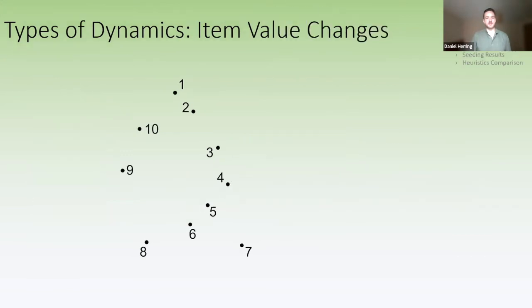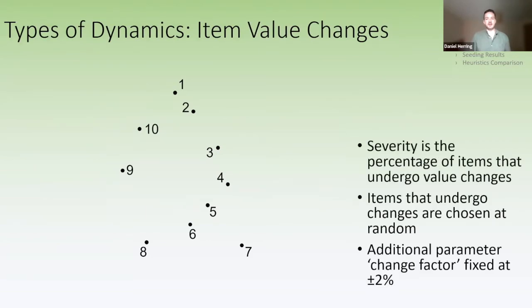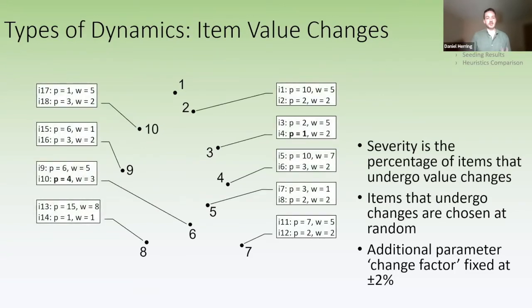So the final type of dynamics proposed are within the item values themselves. Here, the profit associated with a percentage of randomly, again reproducibly, selected items undergoes a change. There's also an additional parameter here which fixes the magnitude of this change, but the sign is not fixed. In context, this represents the realistic changes that we see due to inflation or depreciation in value.